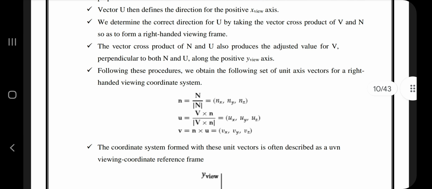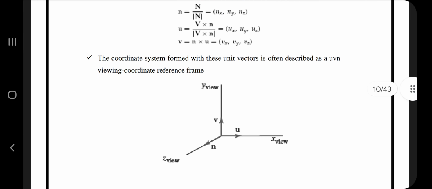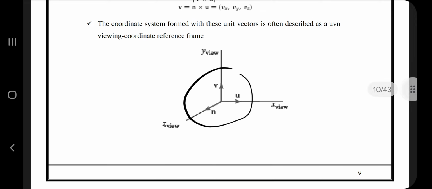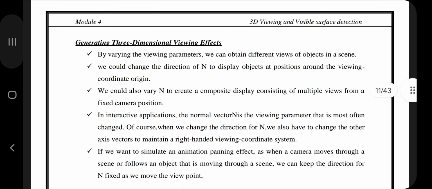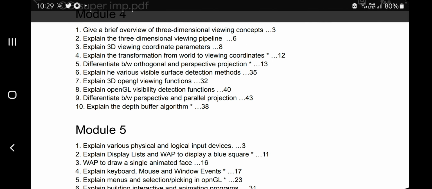So the information regarding that is given, and these formulas are used to carry out the same procedure, and UVN are nothing but x, y and z axis. So by this we will be able to set that in a perpendicular axis, and we can get a better view, okay. So that's all what is mentioned in the 3D viewing coordinate parameters.